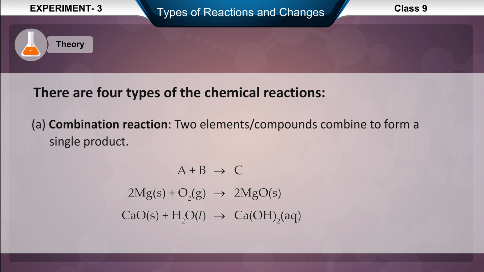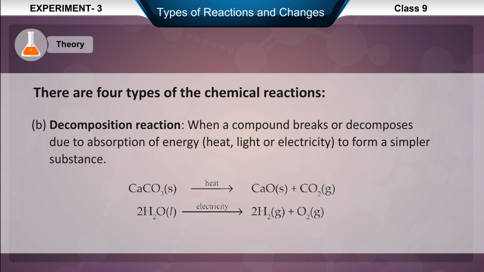There are 4 types of chemical reactions. A. Combination reaction: 2 elements or compounds combine to form a single product. A plus B results in C. 2Mg (solid) plus O2 (gaseous) results in 2MgO (solid). CaO (solid) plus H2O (liquid) results in Ca(OH)2 (aqueous). B. Decomposition reaction.